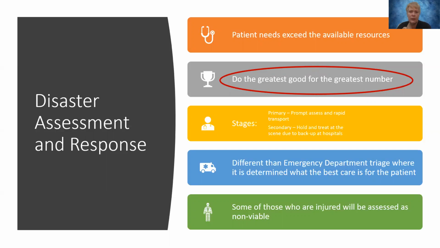So we have different stages. We have the primary stage, which is where we assess and then transport rapidly those patients to get further care, more intense care than we can give them on site. And then the secondary is that we would then hold and treat at the scene those that we can treat at the scene. It's different than emergency department triage, where it's determining what is the best care for this patient. We're determining the entire group, and some of those who are injured will be assessed as non-viable. We'll talk a little bit more about that.